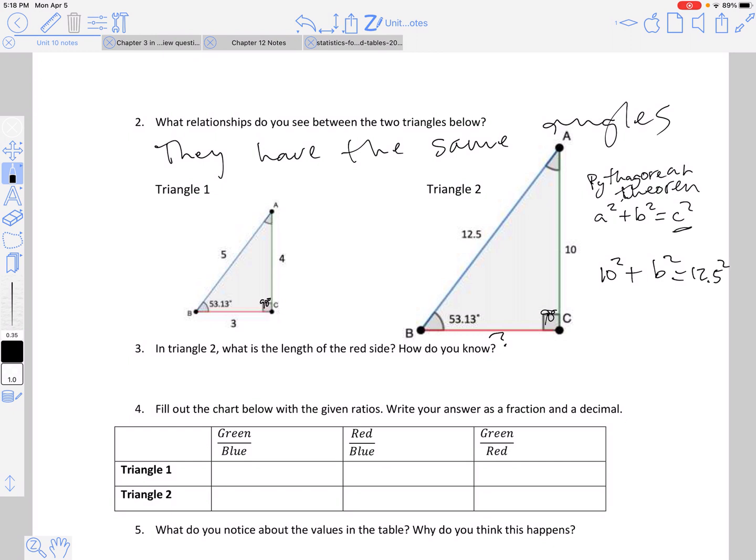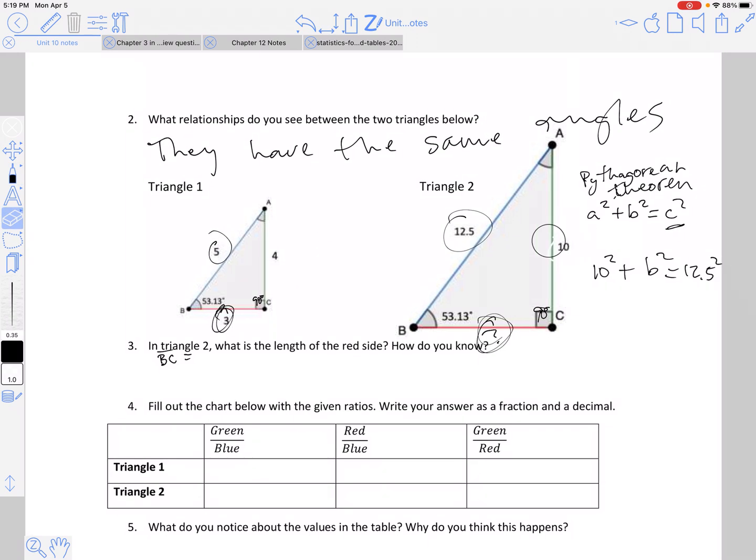So notice this is always the hypotenuse. Hypotenuse is always the longest side. So we could put that in and figure this out. But another way to do this is, notice BC actually has the same relationship. So 3 to 4, it's going to have the same relationship. If we don't want to do 3 to 4, we could do 3 to 5, and the unknown side to 12.5, right? But they will have the same relationship, and I'll prove that in a second.